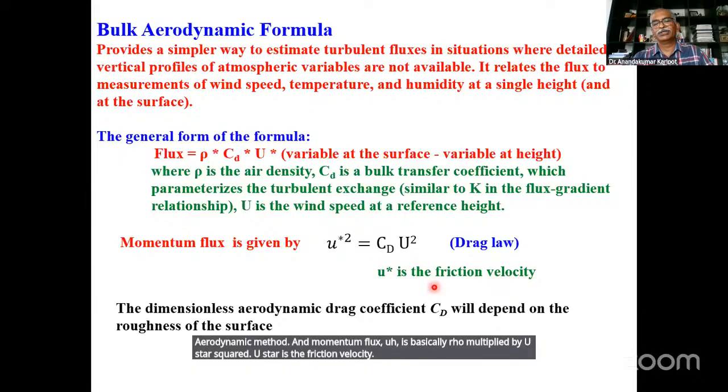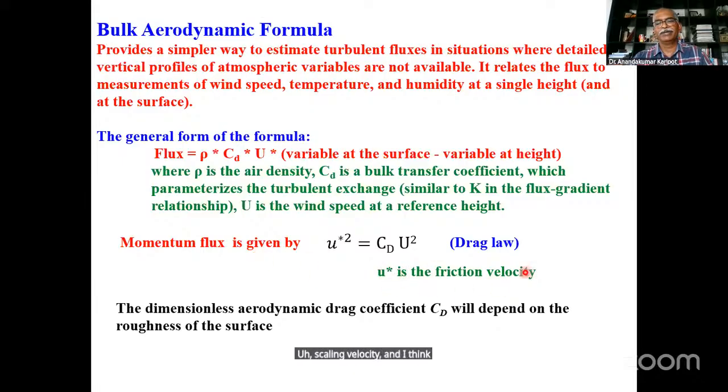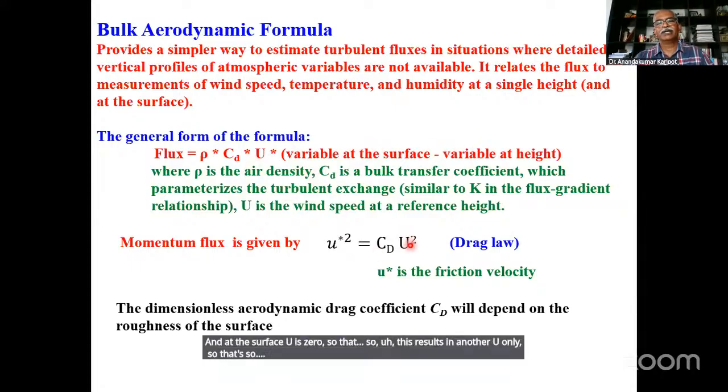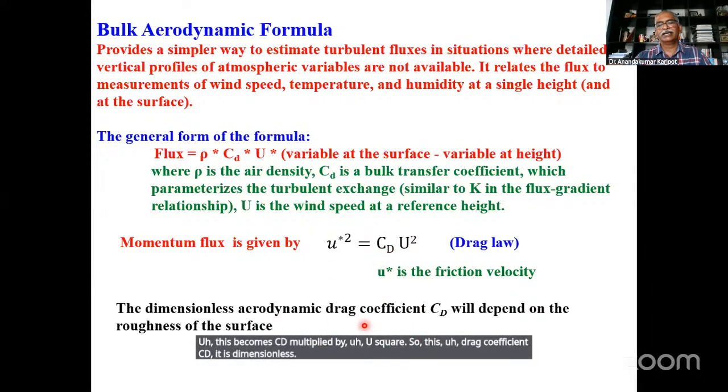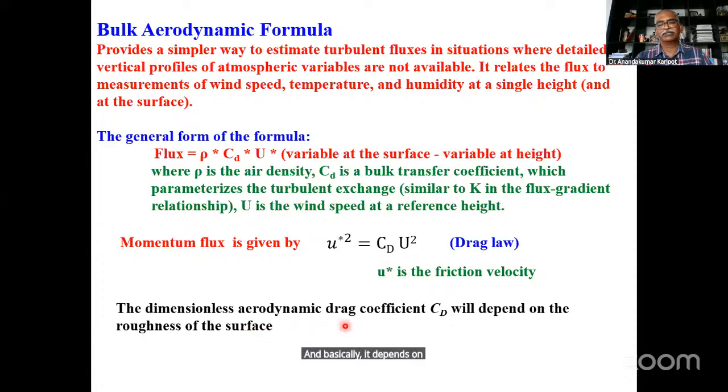a scaling velocity, and I think this also will be discussed in the next class. So here again it is u square. We are basically taking this u, and at the surface u is 0. So that's how this results in another u only, and that's how this becomes CD multiplied by u square. So this drag coefficient CD is dimensionless, and basically it depends on the roughness of the surface.